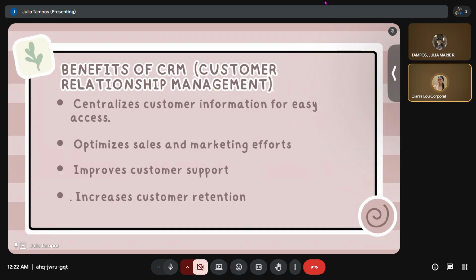So to conclude, CRM helps businesses build strong relationships with customers by organizing information, improving communication, and delivering better service. When customers feel understood and valued, they are more likely to stay loyal and support the business.